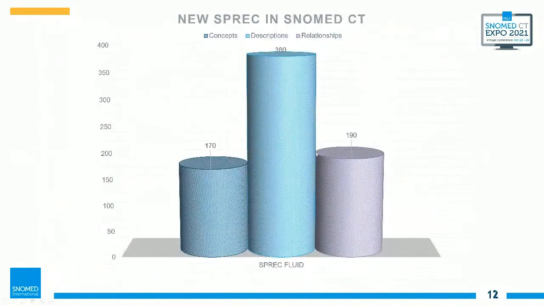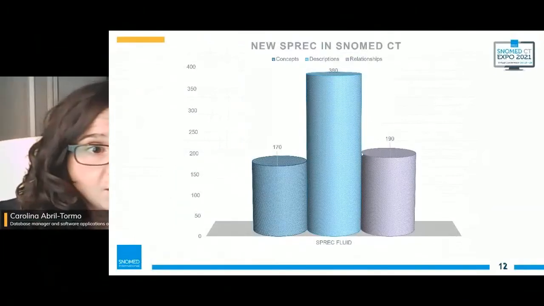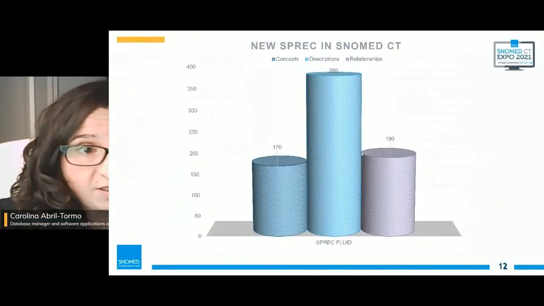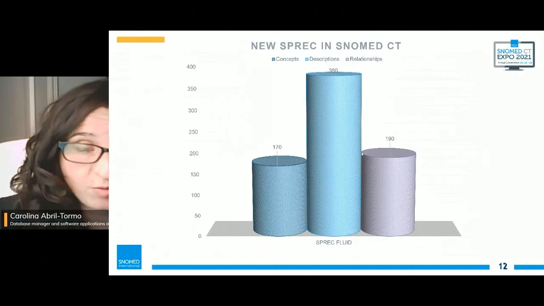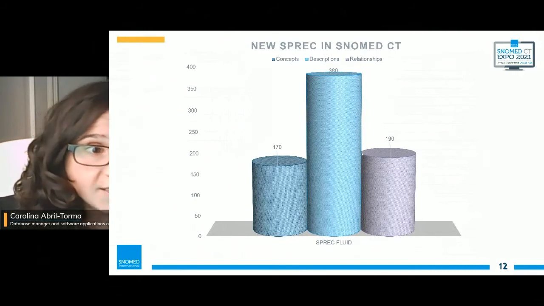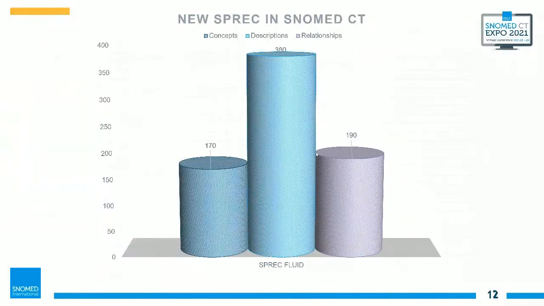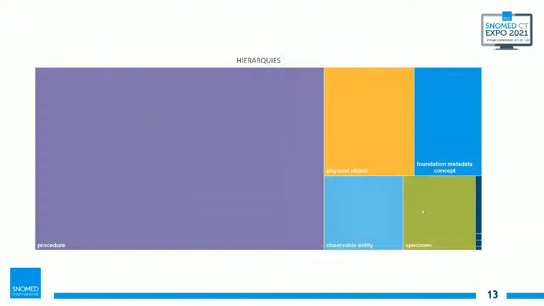As a result of this work, a total of 170 new concepts, with their corresponding fully specified names, a total of 380 new descriptions, and 190 new ISA relationships have been generated for these new SPREC concepts in the SNOMED expression.